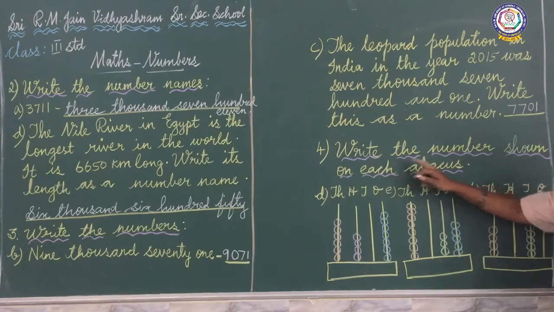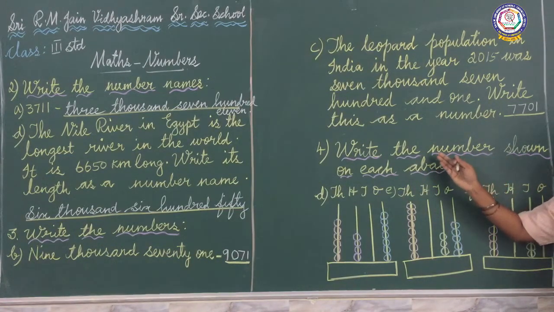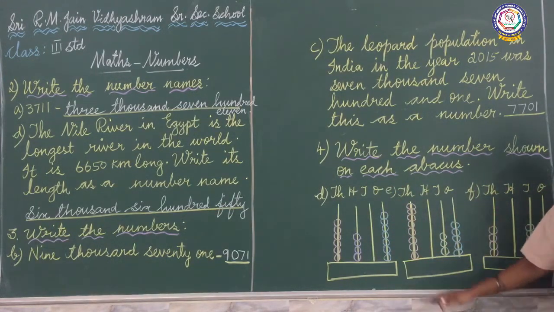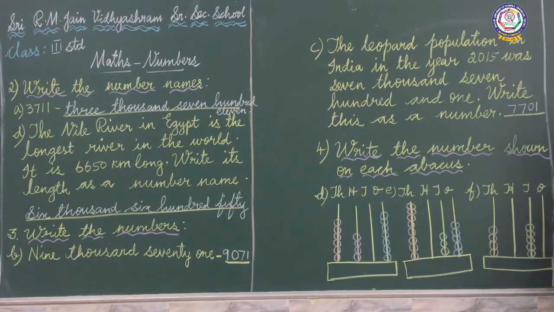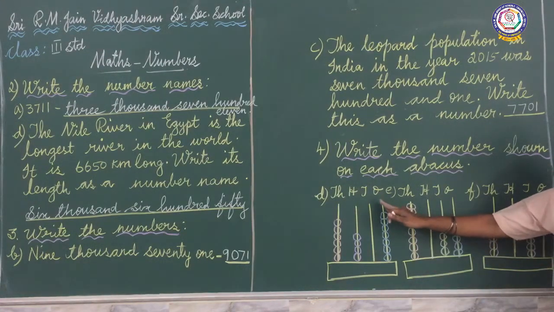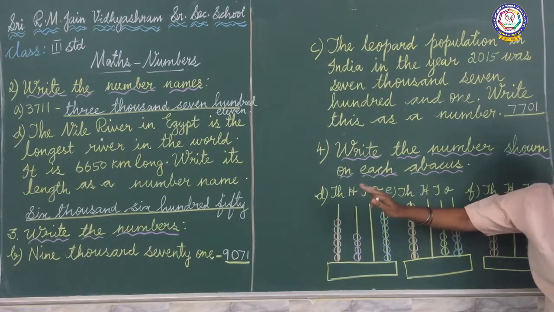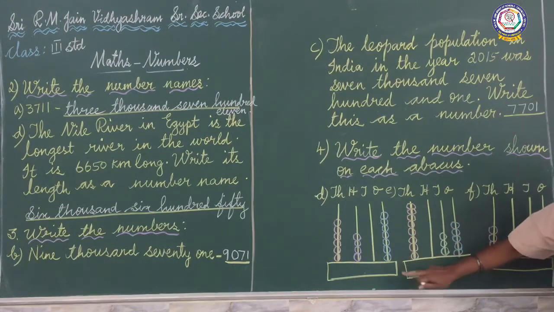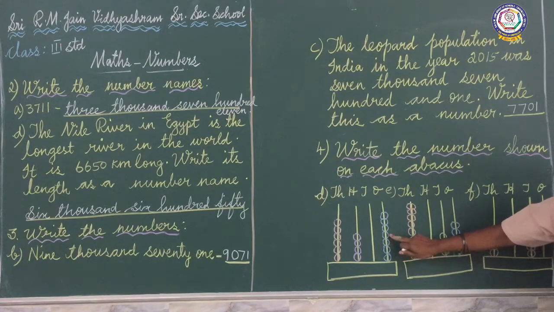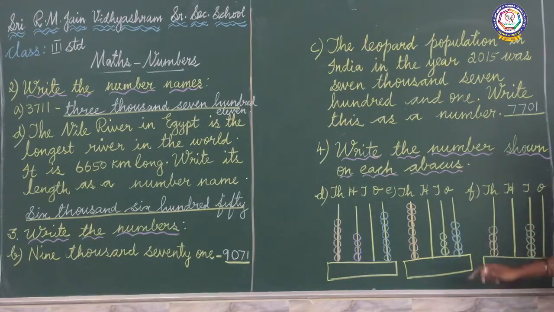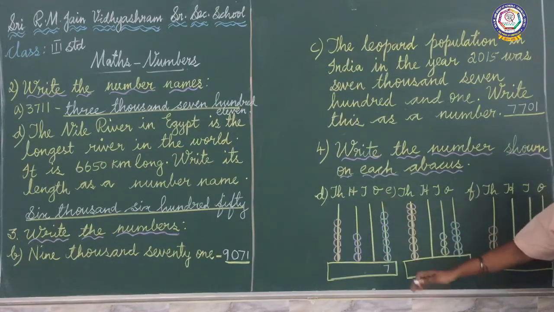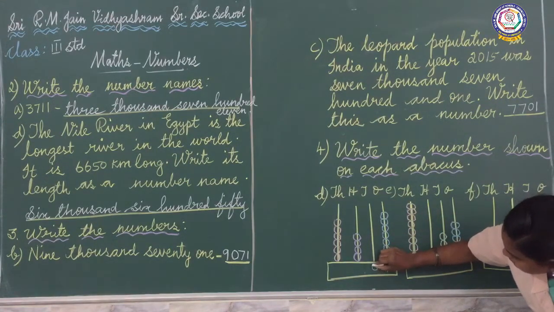Next, write the number shown on each abacus. See, we are going to write the number. Look at the abacus and then count the beads according to their place value. Then you can write the numbers. Here they are given ones, tens, hundreds, thousands. First in ones place, how many beads are there? 1, 2, 3, 4, 5, 6, 7. How many beads? 7. Next in tens place they didn't give any beads, so write 0.